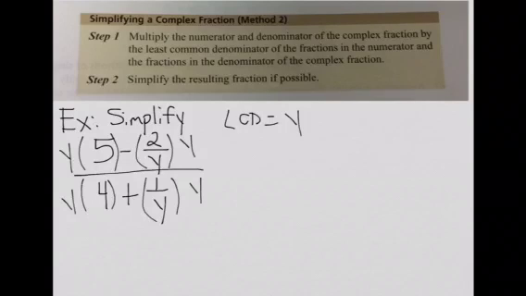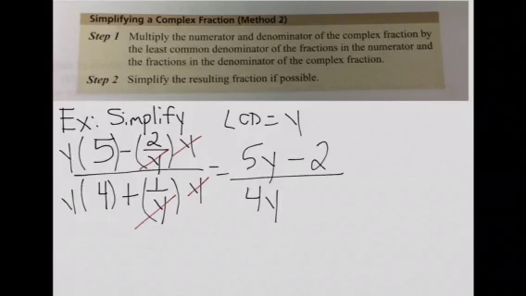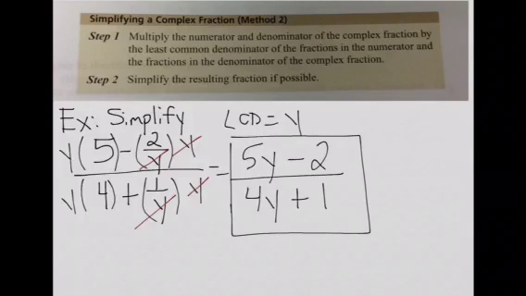All right, so when I do that, I get 5 times y, which is just 5y. And then I get 2 over y times y. Well, again, the y's cancel, and so we're just left with minus 2. And then on the bottom, we get y times 4, so we just get 4y. And then we get 1 over y times y. The y's cancel, and so we're just left with the plus 1. Again, nothing else I can simplify there. It's in simplest form, and so that just becomes our fraction: 5y minus 2 over 4y plus 1.